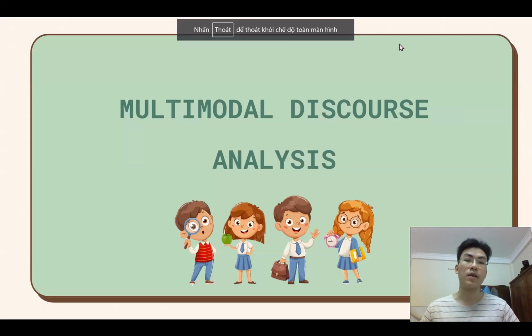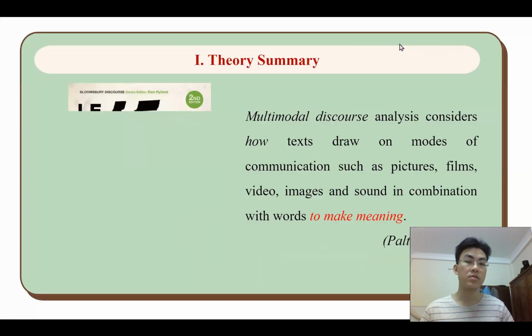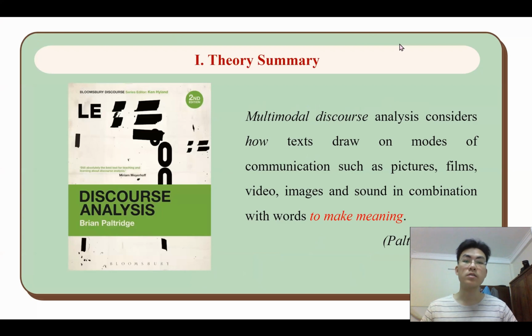The first one is definitions. Multimodal discourse analysis considers how texts draw on modes of communication, such as pictures, film, video, image, and sound, in combination with words to make meaning. It has examined print genres as well as genres such as web pages, film, and TV programs. This considers how multimodal texts are designed and how semiotic tools such as color, framing, focus, and positioning of elements contribute to the making of meaning in these texts.